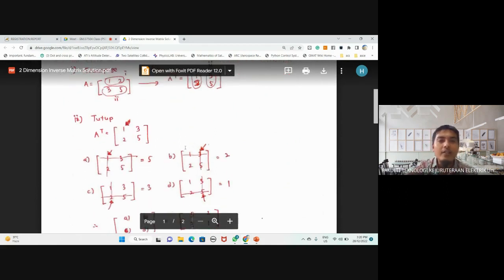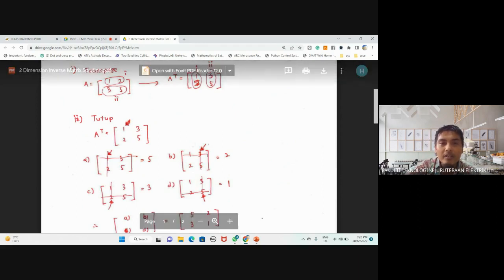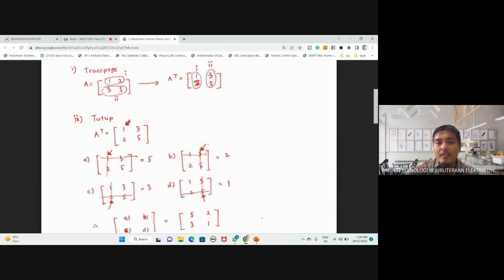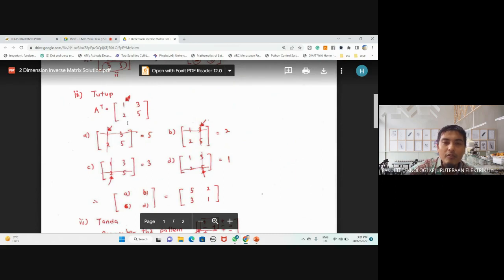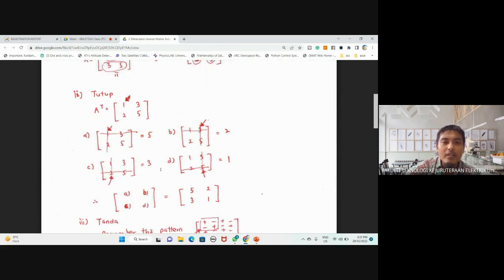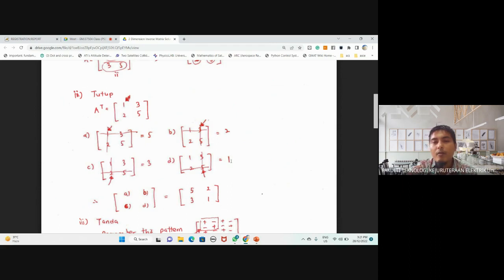Transpose. And after that, you need to tutup. The second T is tutup. Firstly, you tutup one by one. You tutup this first, and then you cross out all the horizontal and vertical, the only number left is 5. Then you tutup number 3 here, cross out the whole horizontal and vertical, the number left is 2. Then you tutup number 2 here, cross out the vertical and horizontal, the number left is only 3, and finally you tutup 5, the only number available is 1.